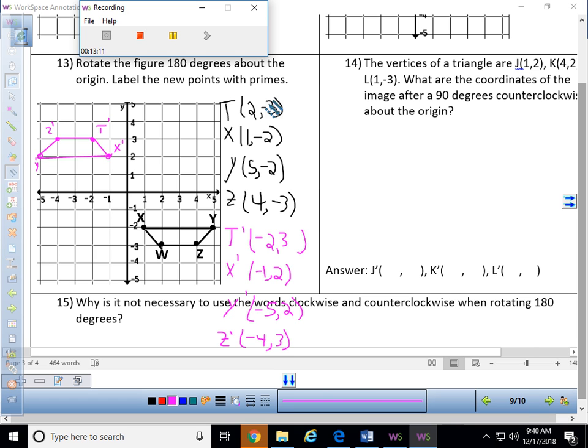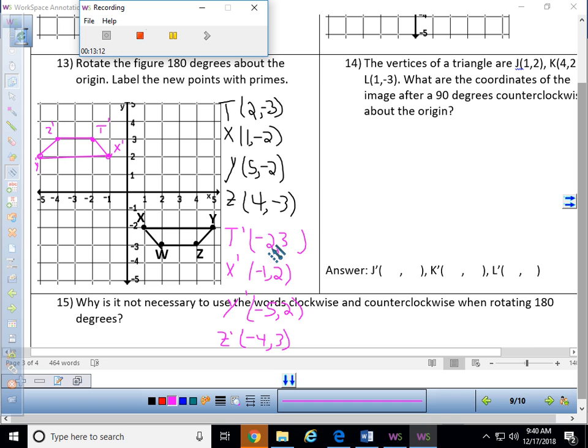Okay, for number 13, all we want to do is a rotation of 180 degrees about the origin, counterclockwise. So what happens? Well, you just switch all the signs. That's all you do with 180 degrees. So all these signs just get switched.